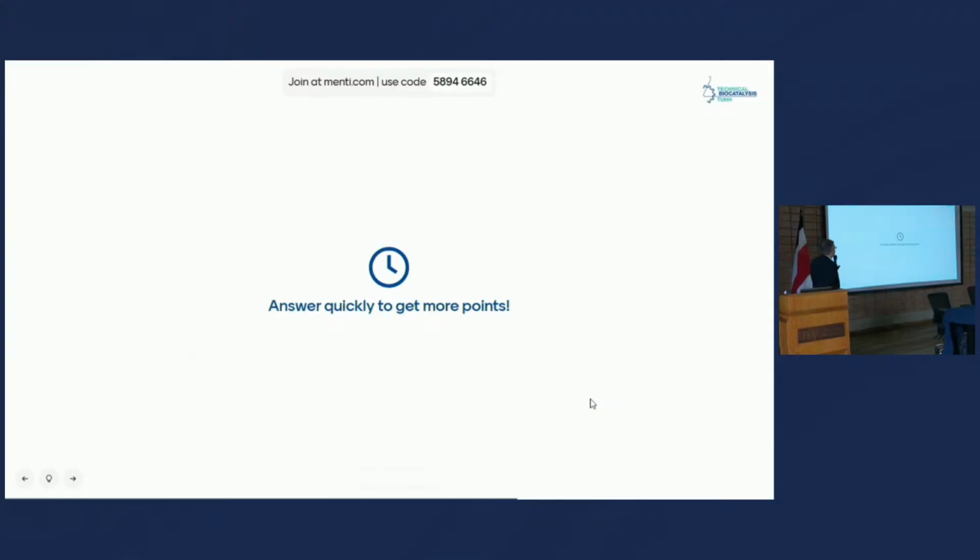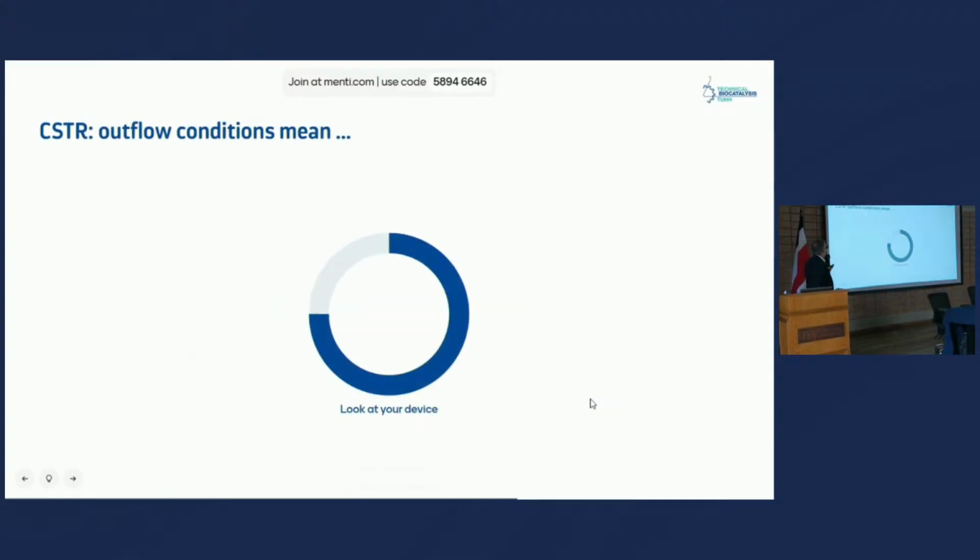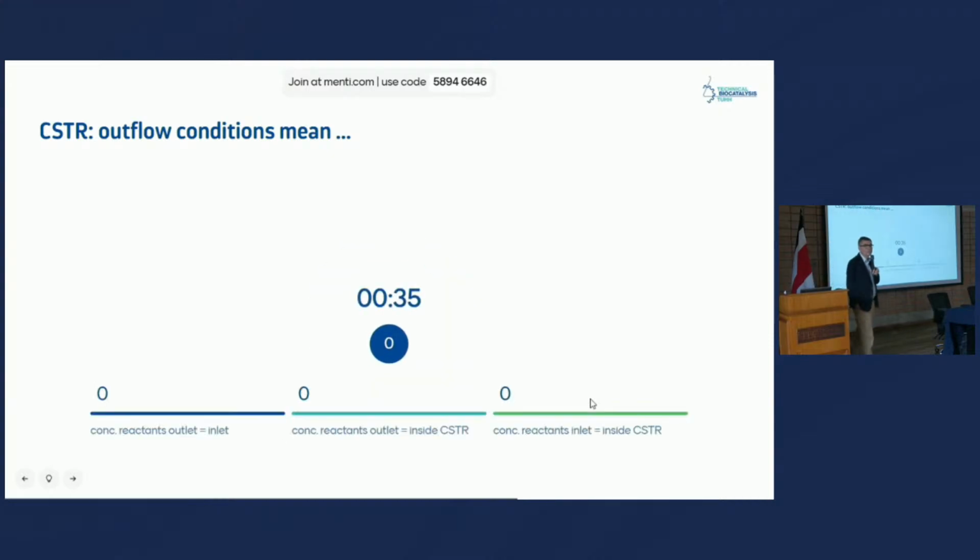So the first question addresses the outflow conditions. In the CSTR, what does the term outflow condition mean? Does it mean the concentration of the reactant at the outlet is identical to the one at the inlet, or the concentration of the reactant at the outlet is identical to the one inside of the CSTR reactor? Or does it mean the concentration of the reactants at the inlet is identical to those inside? What do you think?